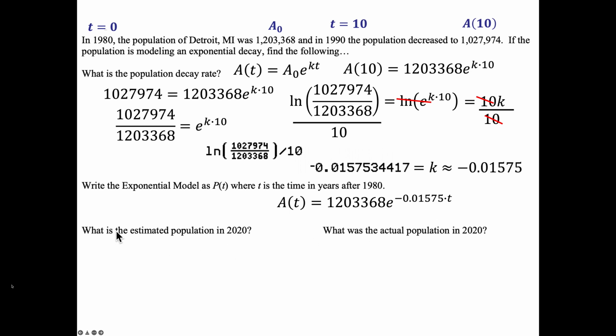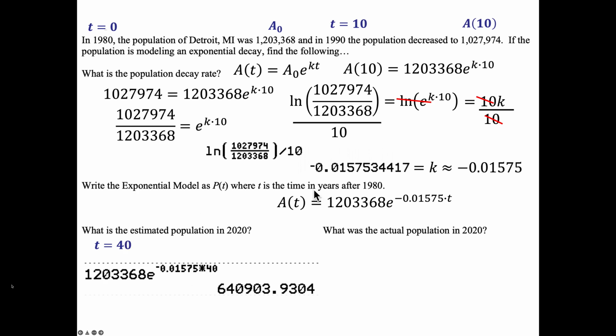So what is the estimated population in 2020 based off of what happened 40 years ago, 30 years ago? Well, in 2020, that'd be 40 years after 1980. Take 40, plug it into our function here. Go to our calculator, crunch the numbers, 640,903. That's almost half the population is gone.